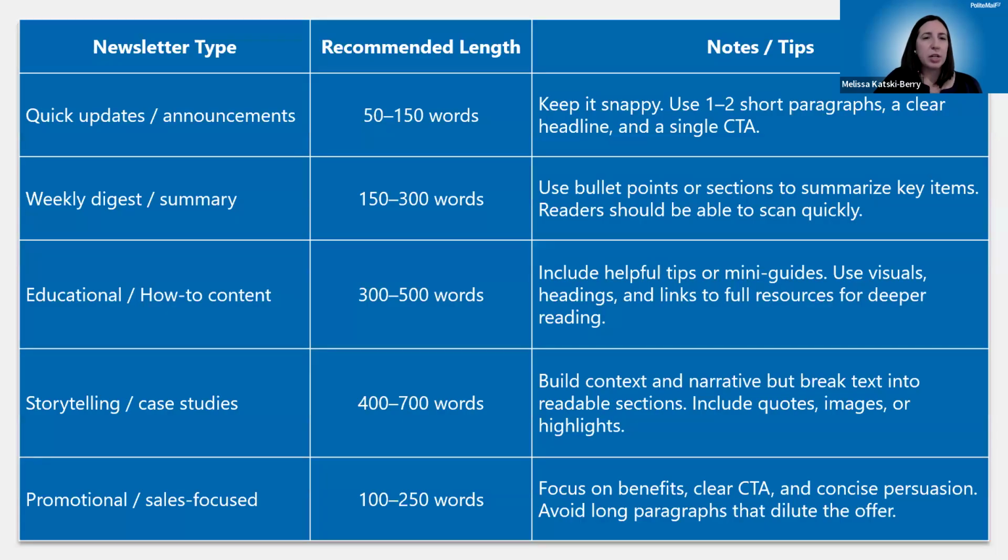And here are just some tips based on specific newsletter type. So for example, if you have a quick update or announcement, we recommend keeping it between 50 to 150 words, keeping it snappy, 1 to 2 paragraphs with a clear headline and a single call to action. On the other hand, if you're telling a story or a case study within the email, you can have it between 400 and 700 words. You're going to be building context and narrative, but still make sure to break the text into readable sections, and include quotes, images, or highlights. So you can read through this when we send that out, but a lot of different newsletter types with specific recommendations here.